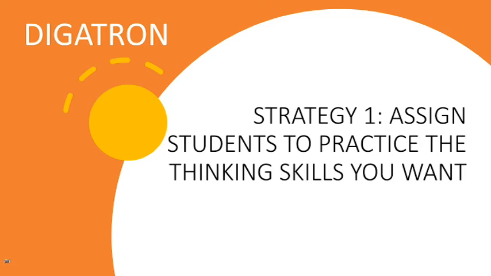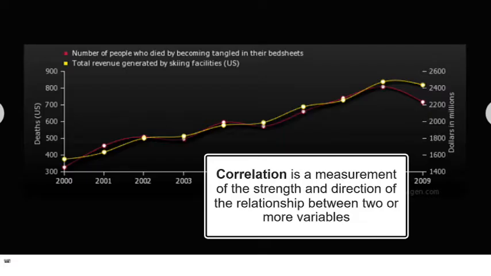Strategy number 1. Assign students to practice the thinking skills you want. To strengthen thinking abilities, practice needs to be frequent, challenging, and specifically targeted to the desired cognitive processes, whether those be critical thinking, formal reasoning, identifying deep structure, solving problems, analyzing arguments, or some combination of these. For this activity that we're going to do, we're going to be specifically looking at correlation and causation.